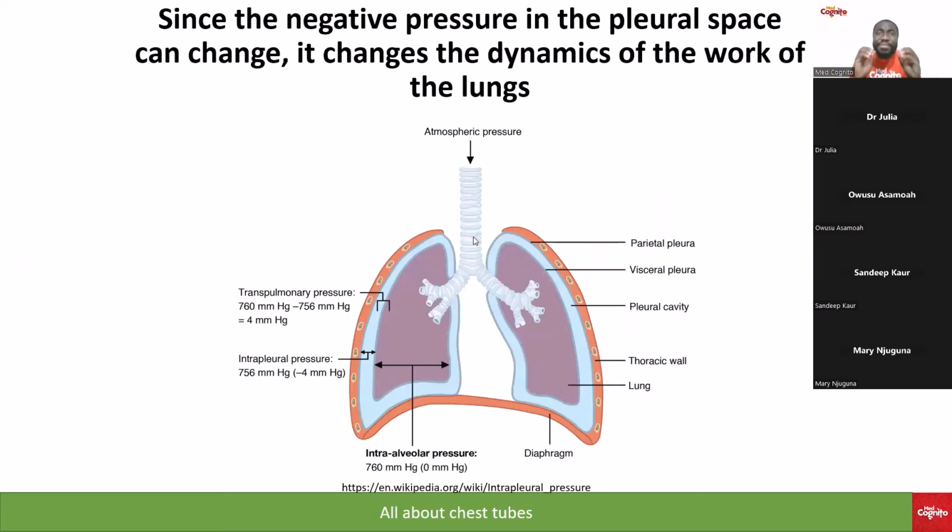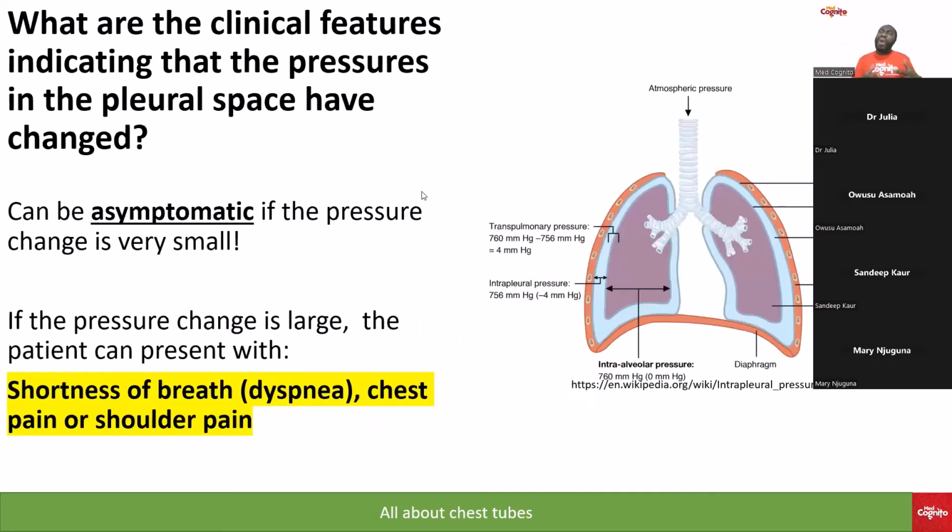Since the negative pressure in the pleural space can change, it changes the dynamics of the work of the lungs. I'm going to explain how a patient will present if the negative pressure in the pleural space changes. If that negative pressure change is not so much, the patient may be asymptomatic. But remember, you are preparing for the NCLEX exam, and the exam is a board exam. So a board exam will bring you a typical patient scenario. So if the negative pressure here changes by virtue of fluid, or by virtue of blood, which we call hemothorax, maybe somebody was involved in a motor vehicle accident.